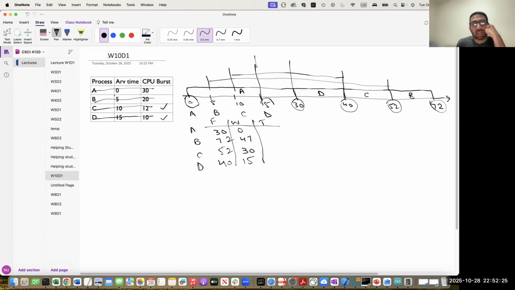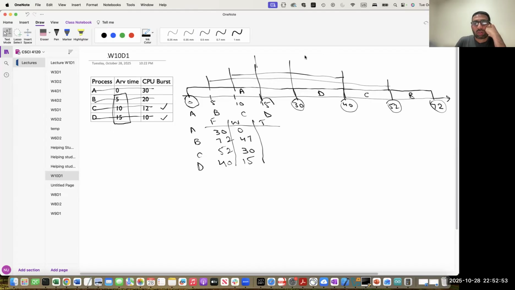Why? Because the others have not yet arrived. They are not yet in the ready queue. B arrives in the ready queue at 5, C arrives at 10, and D arrives at 15. So when at time 0 I need to make the decision, there is no other candidate. Only A is the candidate. So I pick A and I run it for 30 time units because 30 is its CPU burst. Do you get your answer?